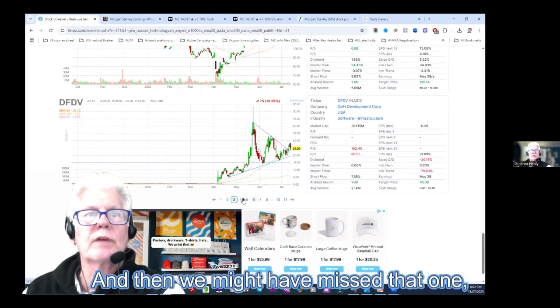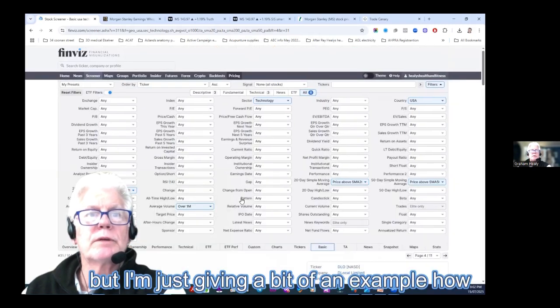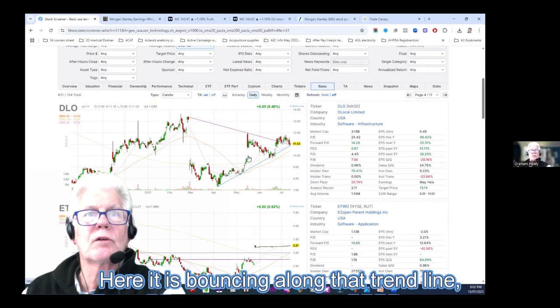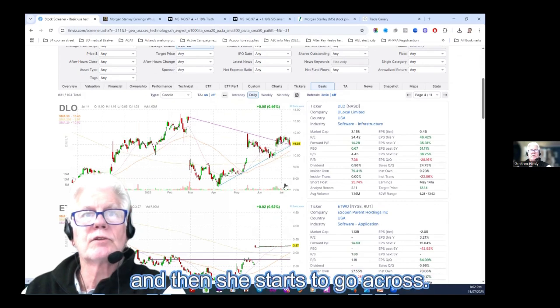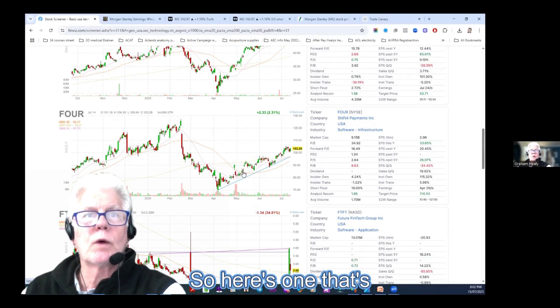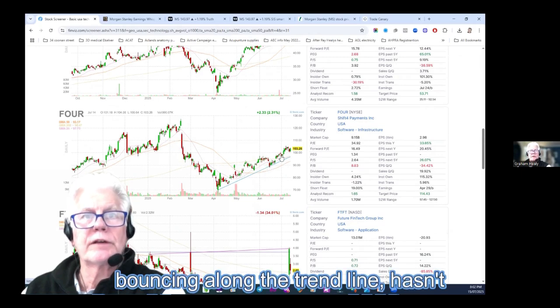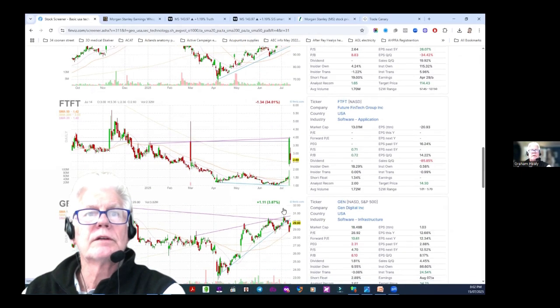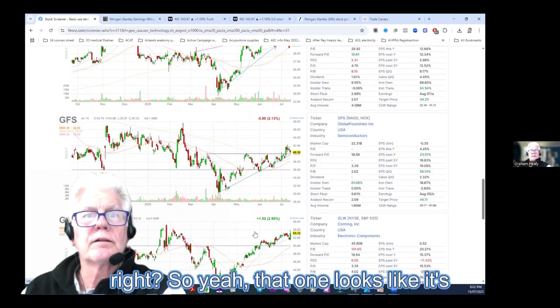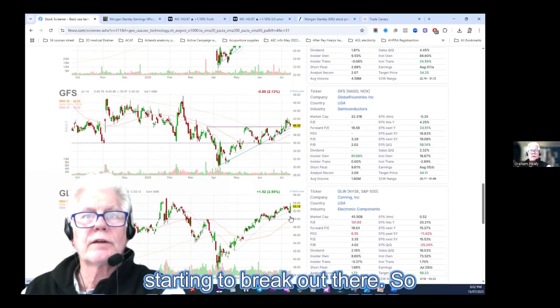Now we might have missed that one, but I'm just giving a bit of an example of how to do it the long way. Here it is bouncing along that trend line, and then she starts to go across. We really want it to break out. So here's one that's bouncing along the trend line, hasn't broken out. Bouncing along the trend line again. Right, so yeah, that one looks like it's starting to break out there.